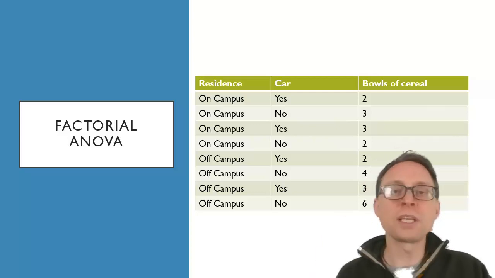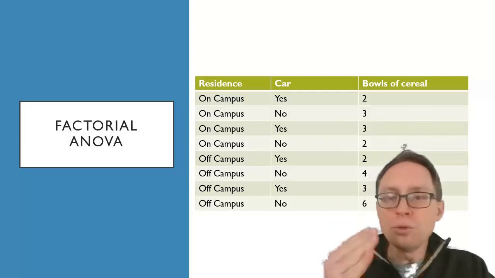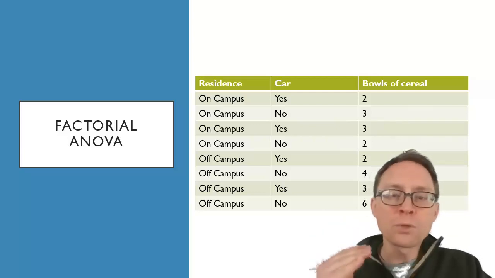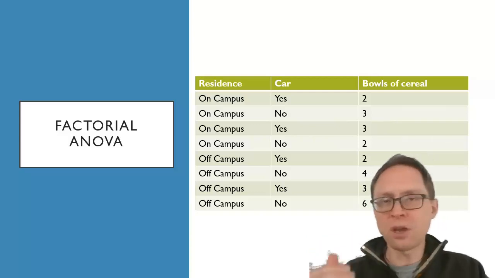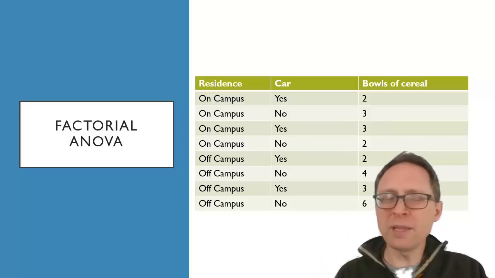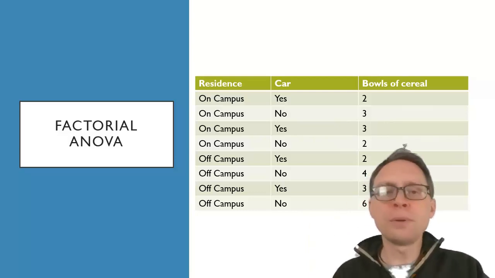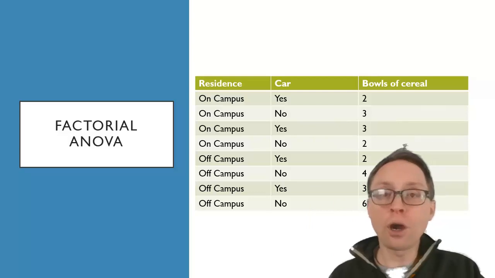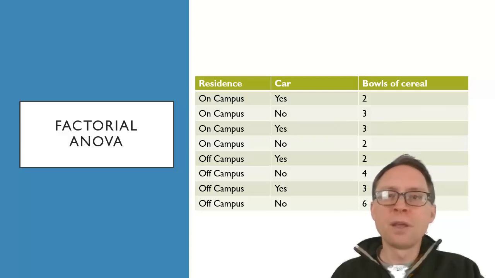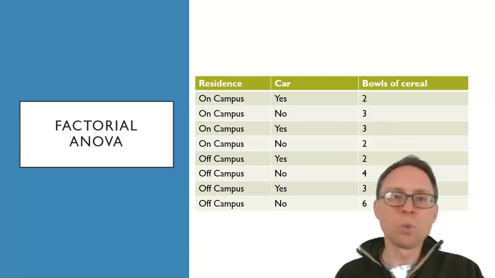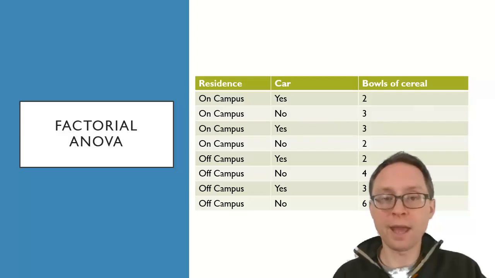Okay, so let's look at this. Let's say that I have a hypothesis that you will eat more bowls of cereal if you live off campus than on campus, but I think it depends on whether or not you have a car. See, here's my theory. I think that people who have a car and live off campus can eat more complicated foods, or maybe even go out for breakfast or something like that.